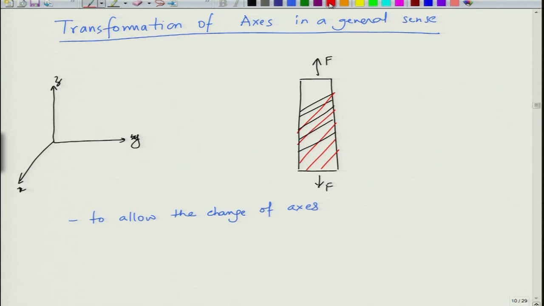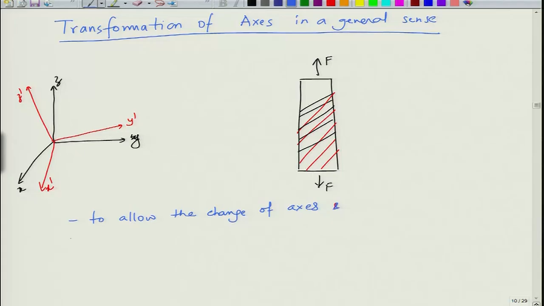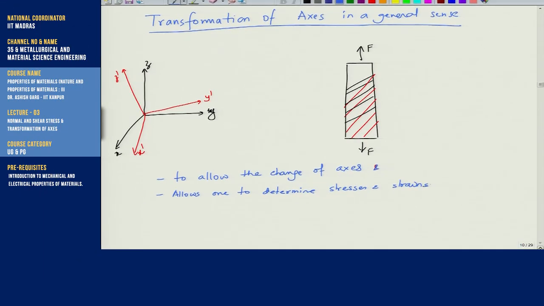So, let us maintain the orthogonal system, x prime, y prime and then z prime. Essentially what you have done is you have taken the xyz system and rotated it by a certain angle with respect to x or y or z, and then you have a different axis system altogether at a certain angle. So, basically it allows you to change the axis and hence allows one to determine stresses and strains along the new axis or new system.